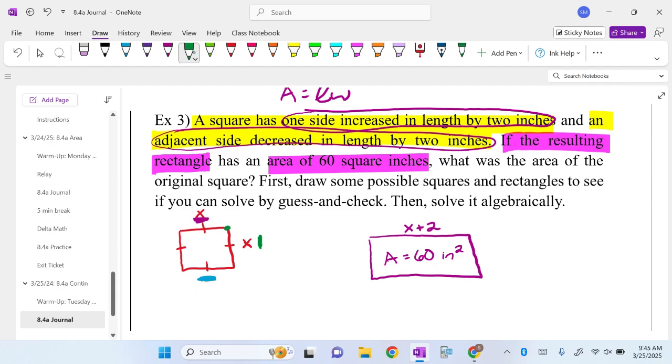So, that being said, all right, we're going to take this side and do what with it? The adjacent side decreased in length by 2 inches. So, what does that mean we have to do? Minus 2 from it. So, this side will be x minus 2. Now, what they want to know from this question is, what was the area of the original square? So, what they want to know is, what is this area?